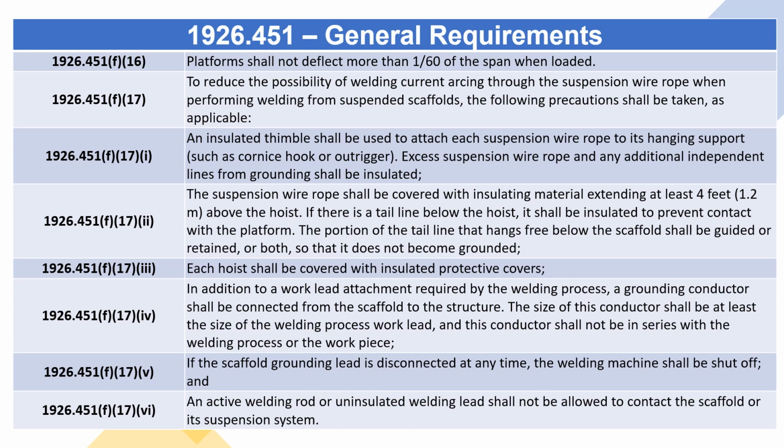1926.451 F17 5. If the scaffold grounding lead is disconnected at any time, the welding machine shall be shut off, and 1926.451 F17 6. An active welding rod or uninsulated welding lead shall not be allowed to contact the scaffold or its suspension system.